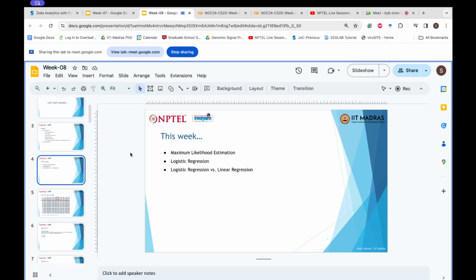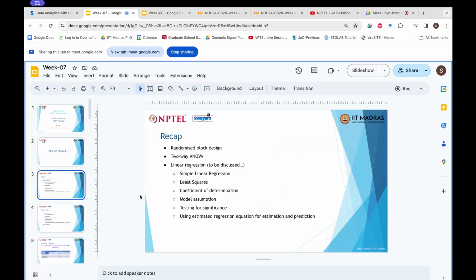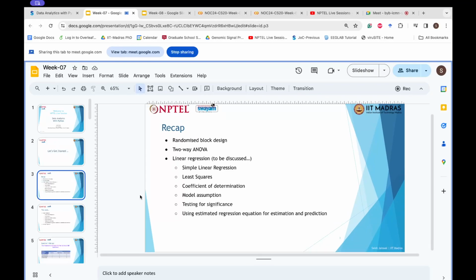We'll do a brief recap of what we did in the previous session and then we'll move on to the topics to be covered this week, that are maximum likelihood estimation and logistic regression. So let us go to the previous week's topic. In the previous week we saw linear regression and its applications.